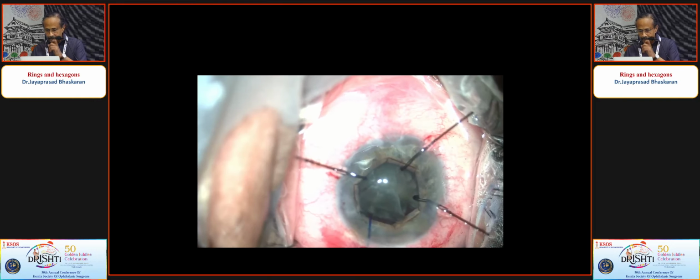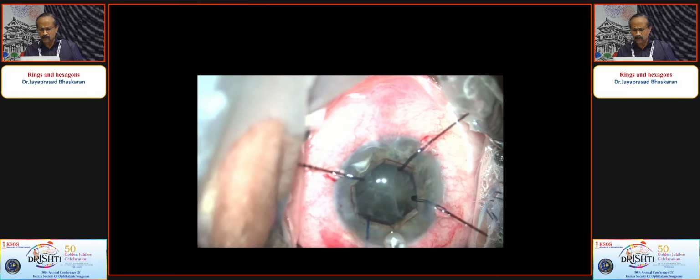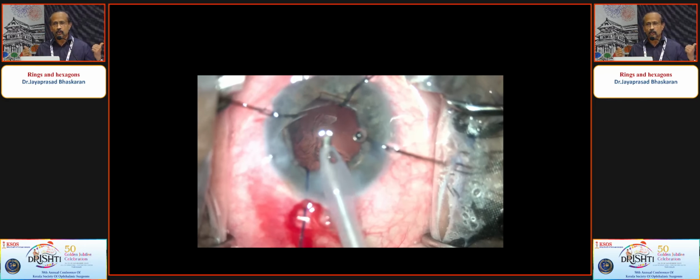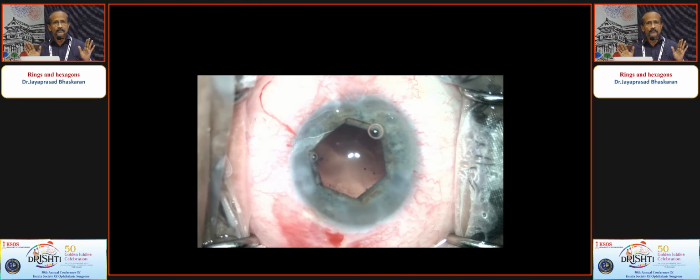And because of its thin profile, in this one patient halfway through I lost the iris, it was very weak. So I stopped, I put in the capsule hooks. It's not possible to put capsule hooks with any of the other devices available today. So that is about the BHEX ring.